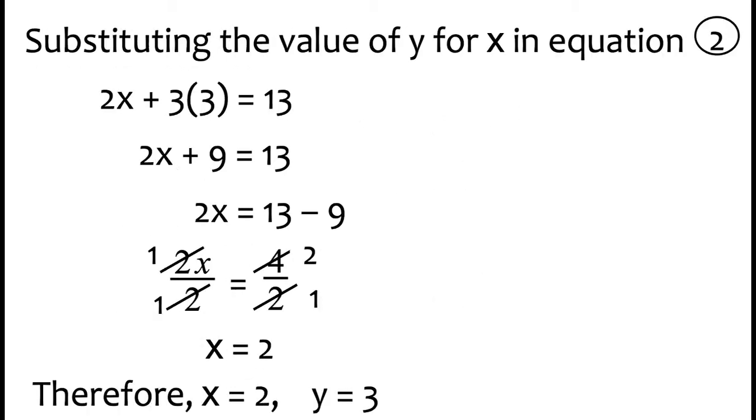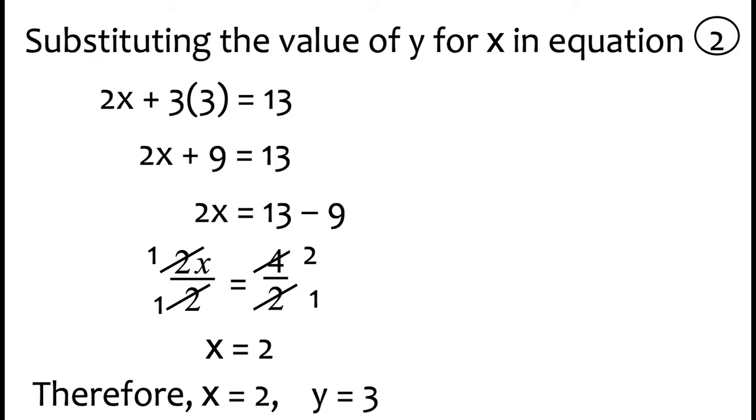Now, we are to substitute the corresponding value of y for x in equation 2. So we are using equation 2, which is 2x plus 3y. But recall the value of our y. The value of our y is 3. So that becomes 3 times 3, which equals 9, and that gives us the right-hand side, which is 13. So let's collect the like terms now. 2x on the left, then plus 9, when it crosses to the right-hand side, becomes negative 9. So 13 minus 9, the answer is 4.